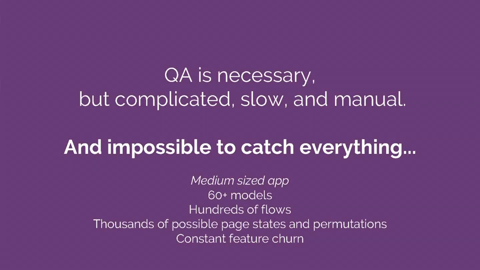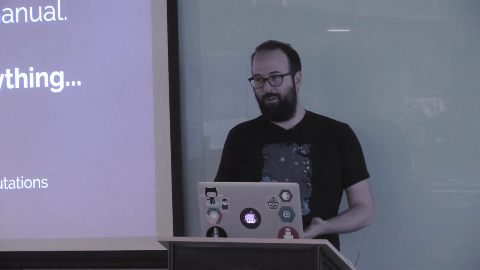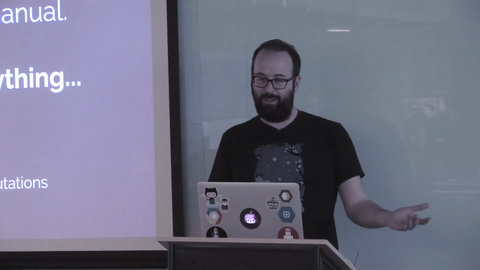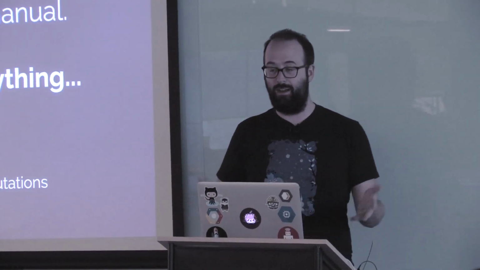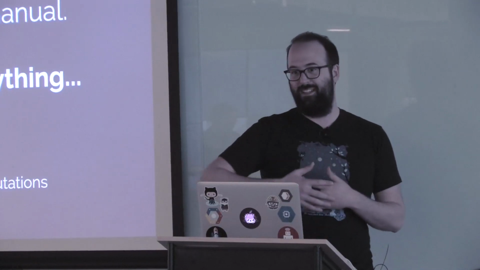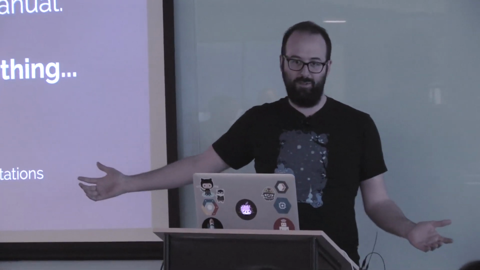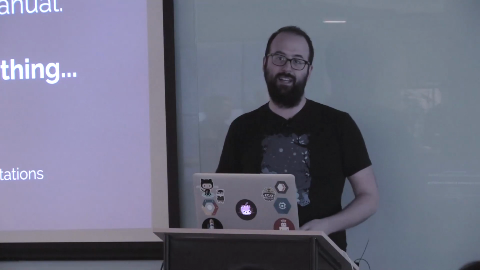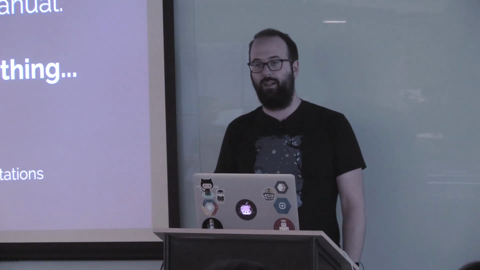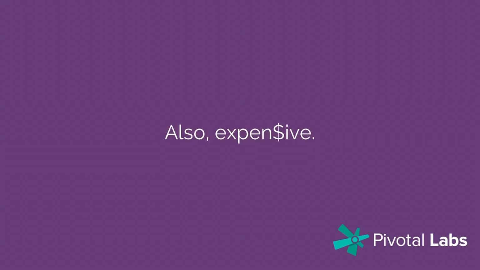The examples I'm showing are from a medium-sized app. It's not really what I would consider even a large engineering project. It has maybe 60 models and a couple hundred different flows, but then that expands into thousands of possible page states and permutations and ways of getting into those page states. And this is in a developing app, right? It's continuing, and that adds up really quickly.